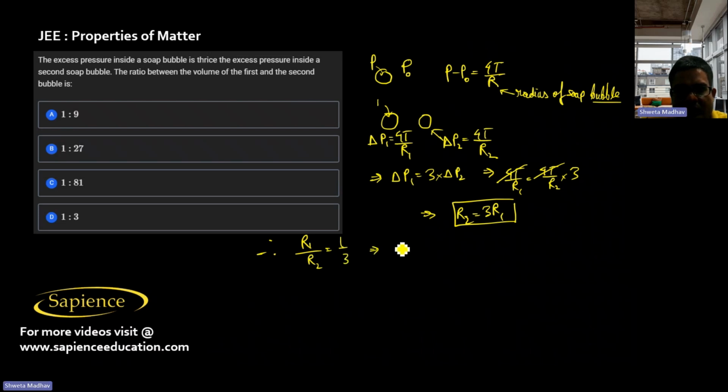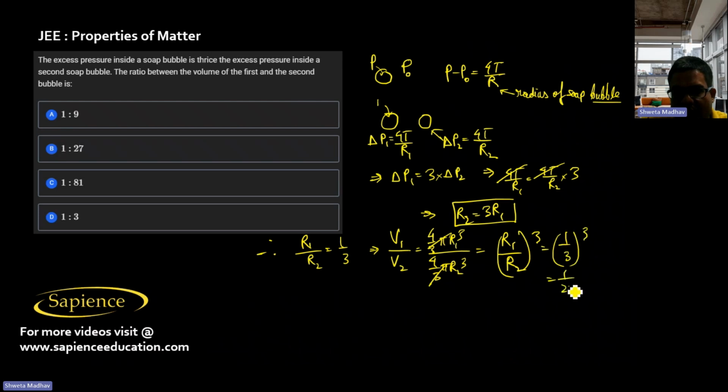So it means the ratio of the volumes that we have to find, V1 by V2, is 4 by 3 pi R1 cube divided by 4 by 3 pi R2 cube. Now 4 by 3 pi will cancel. So that is equal to R1 by R2 whole cube, which is 1 by 3 whole cube, that is 1 by 27. So 1 is to 27. So option B is the correct answer.